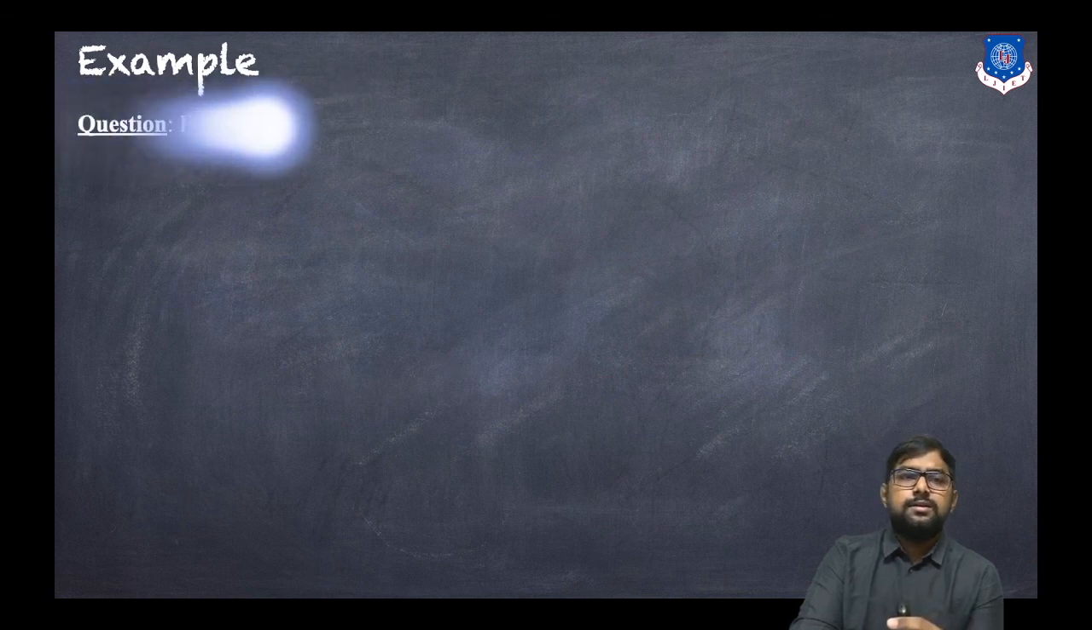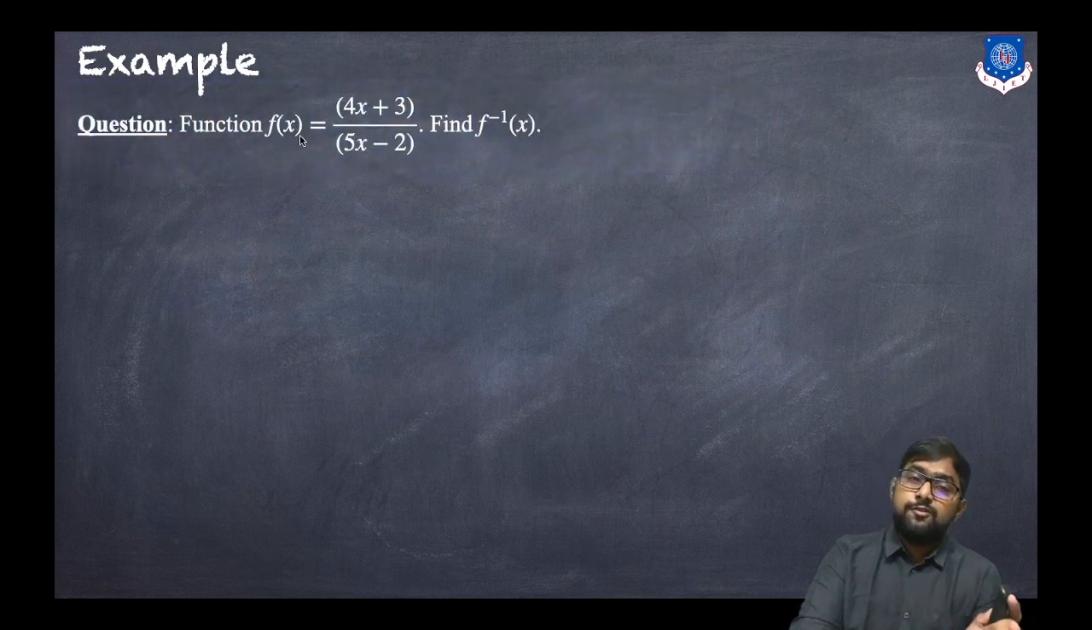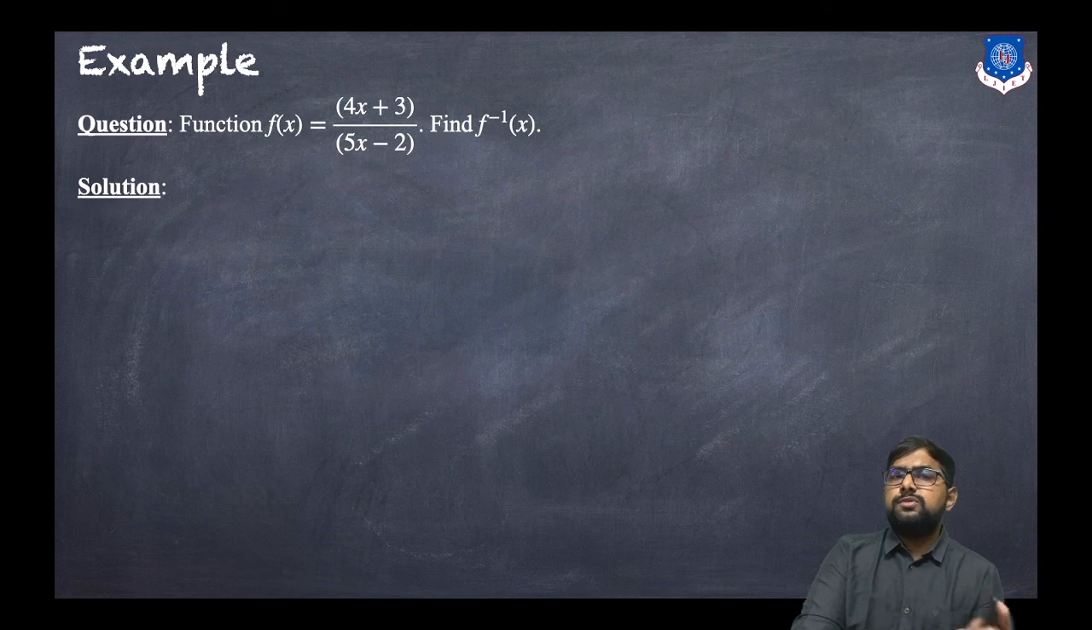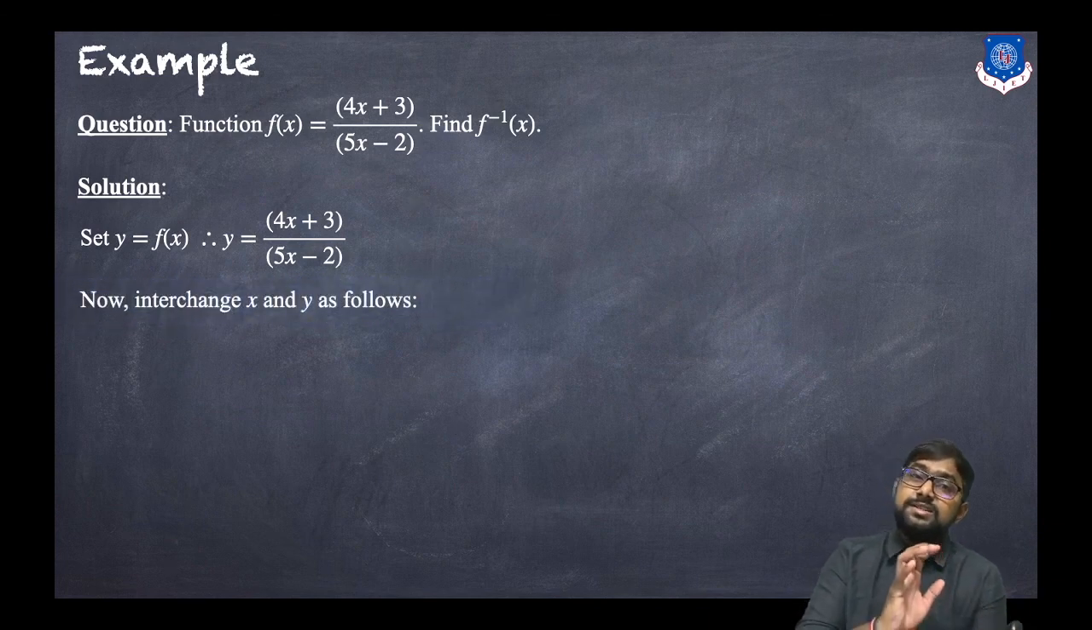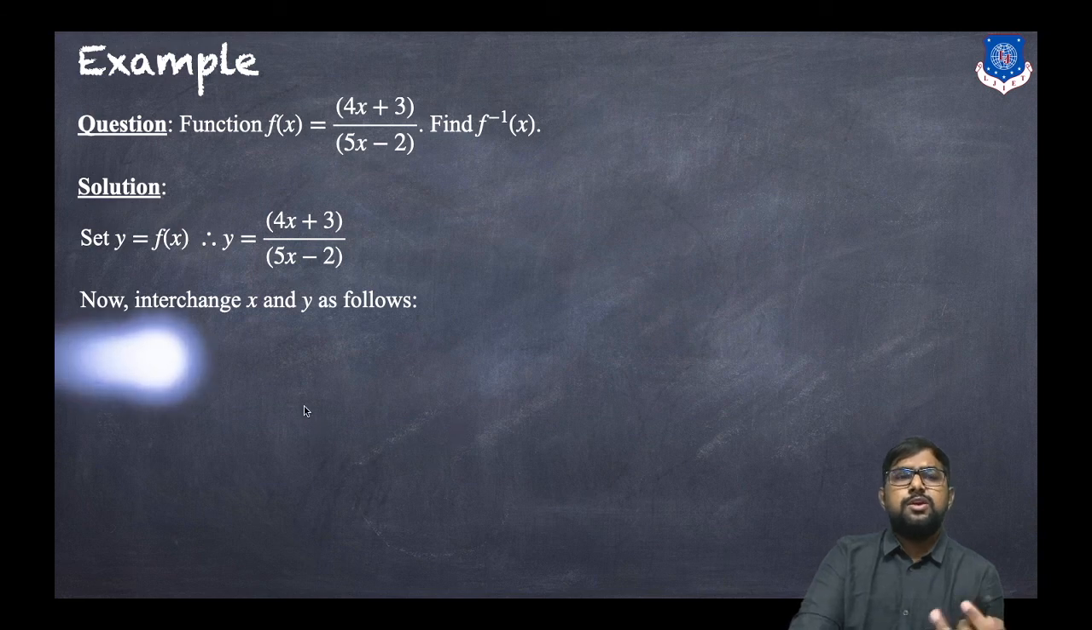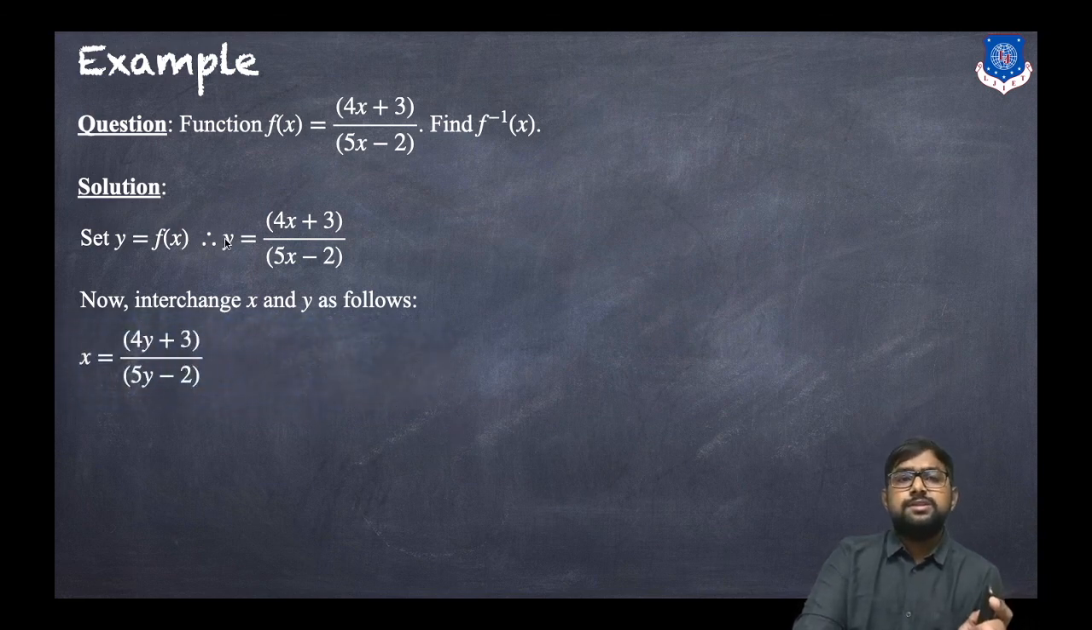Let us take a second example. Here we have the function f(x) equals (4x plus 3) divided by (5x minus 2). Then find f inverse. So we will have to find the inverse. Now set y equals f of x. So first step, just take y equals f of x. Therefore y equals (4x plus 3) divided by (5x minus 2). Now just interchange the values of x and y. So if we interchange, instead of y write x. So x equals (4y plus 3) upon (5y minus 2).